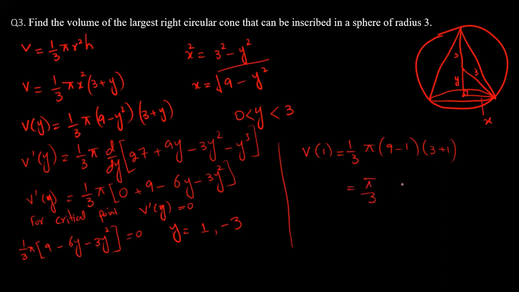By simplifying it, we get pi by 3 times 8 times 4, which becomes 32. So our maximum volume is 32 pi by 3, at y equal to 1. Okay, so this is it.